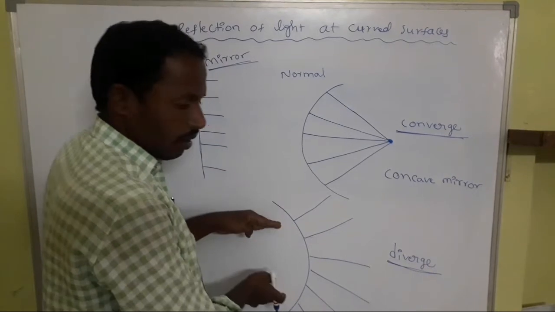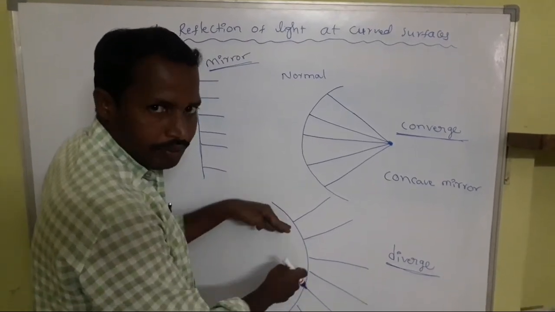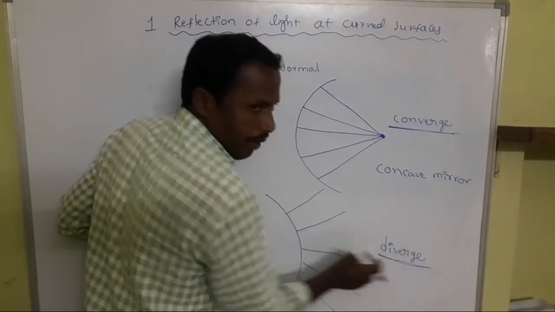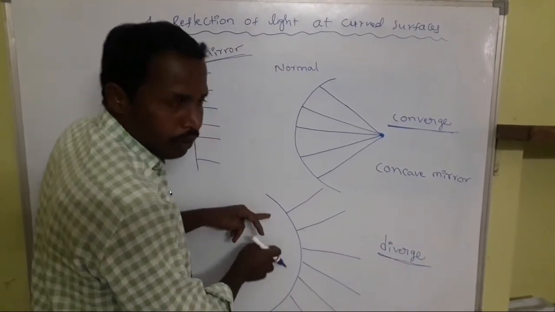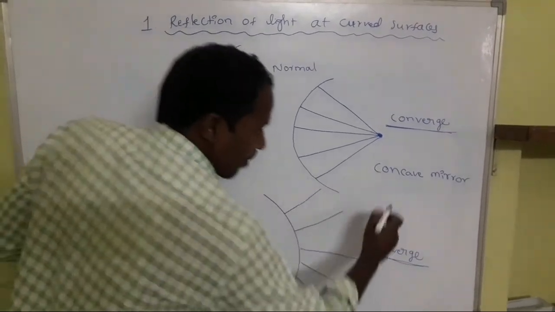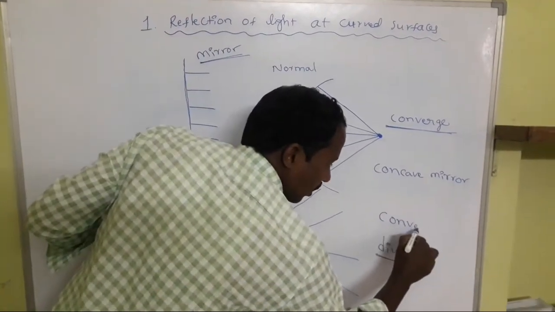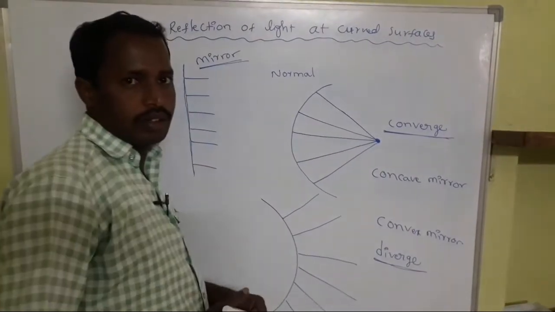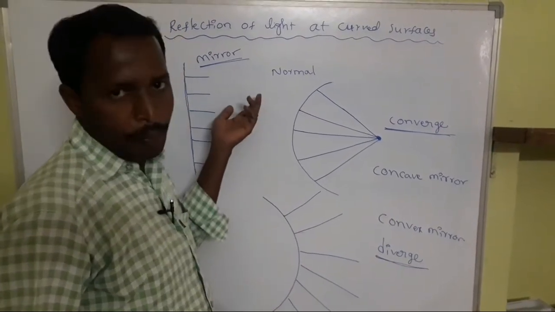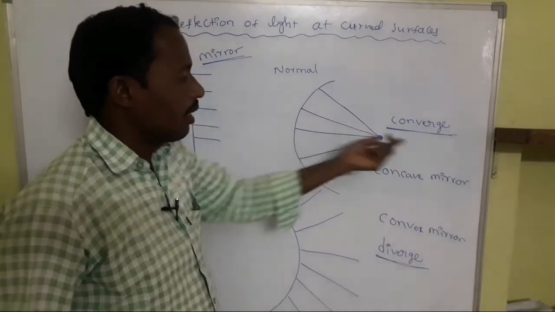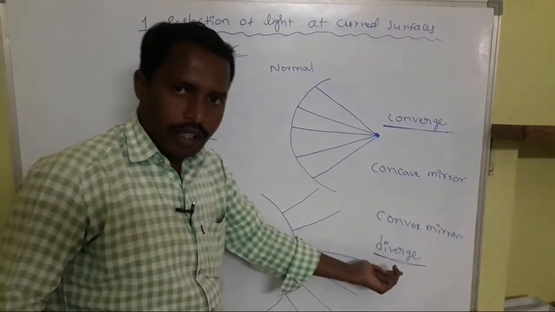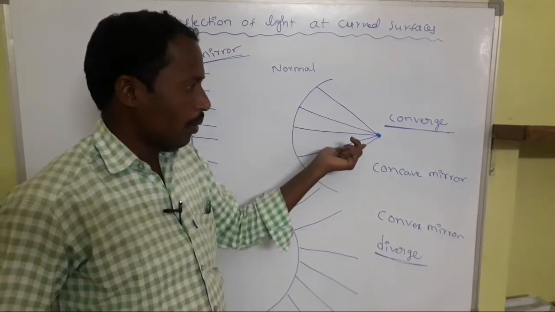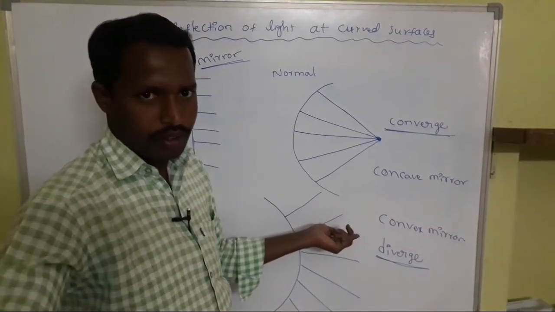And when the rubber foam bends outwards, all the pins diverge. This shape of mirror is known as a convex mirror. So this is the introduction to mirrors. Which types of mirrors are there? Concave mirror and convex mirror. Now we are going to discuss the concave mirror and convex mirror.